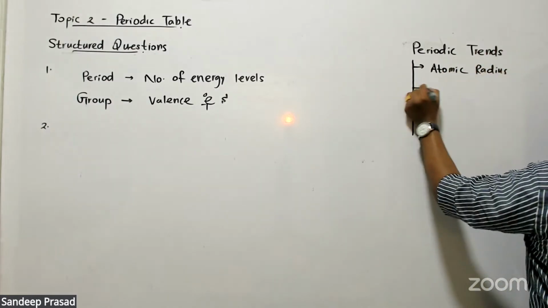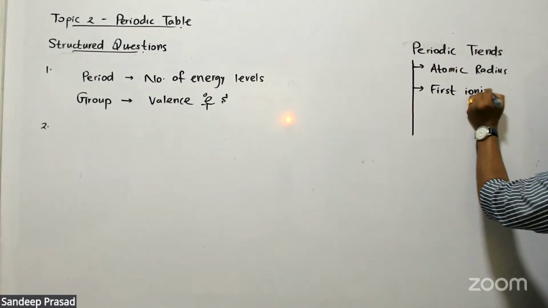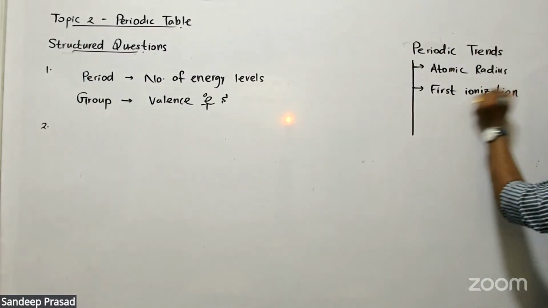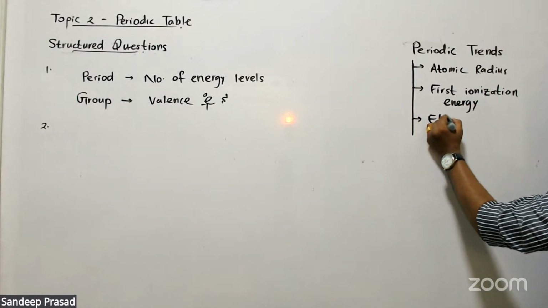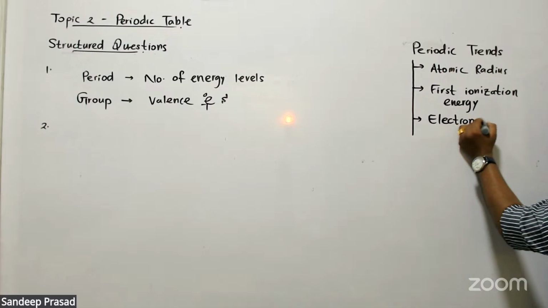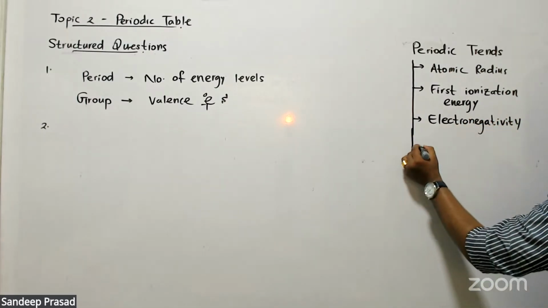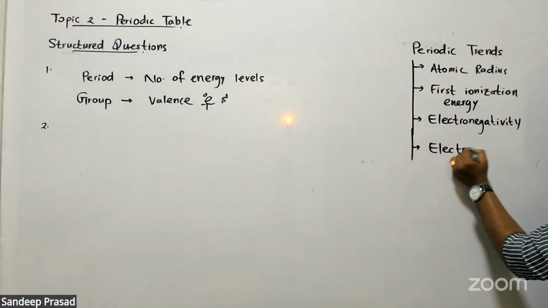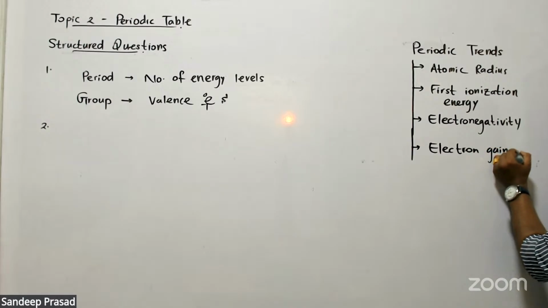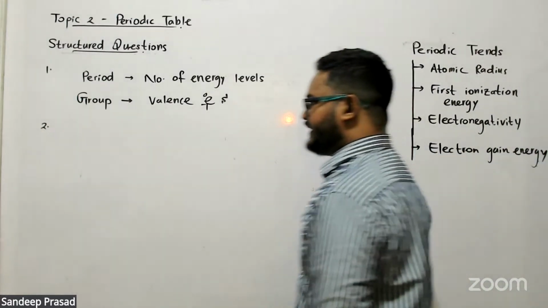Then first ionization energy. Then we are discussing electronegativity. Then we are discussing electron gain energy. So these kinds of things. Okay, so how does atomic radius vary along a period?